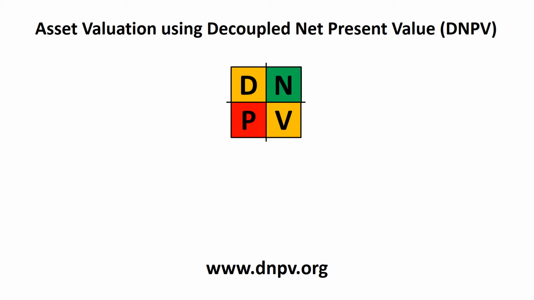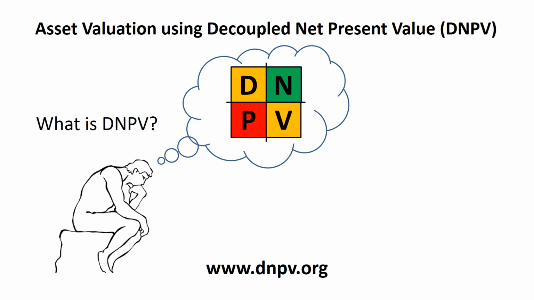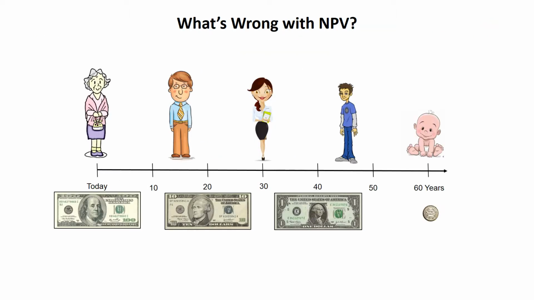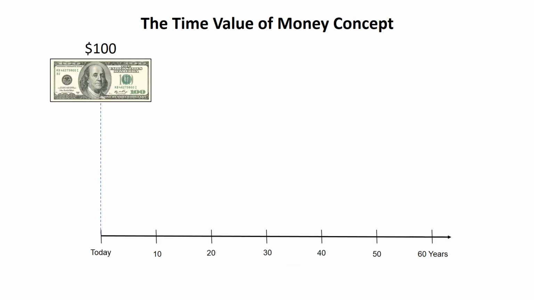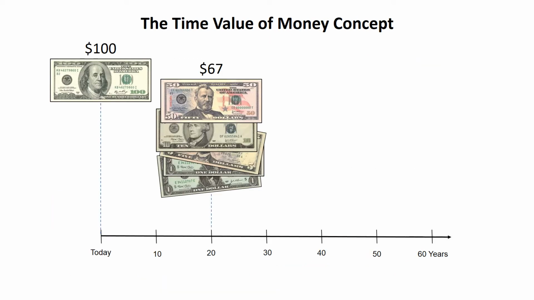What is DNPV? Well, it's an improvement over net present value, or NPV. So to answer the question fully, we need to understand why it is necessary to improve on NPV for standard financial analysis. NPV poses several problems, mainly because it introduces a time bias effect that makes future assets or liabilities appear negligible. This effectively transfers wealth from future to current generations in exchange for risks, a process termed the tragedy of the horizon. To understand why this is so, let's review the time value of money concept.